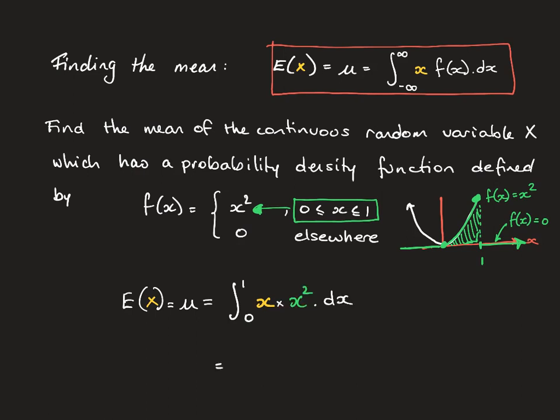So let's go ahead and calculate that now. So that's the integral from 0 to 1, x times x squared is x cubed dx. And if we work that out, we end up with a quarter.